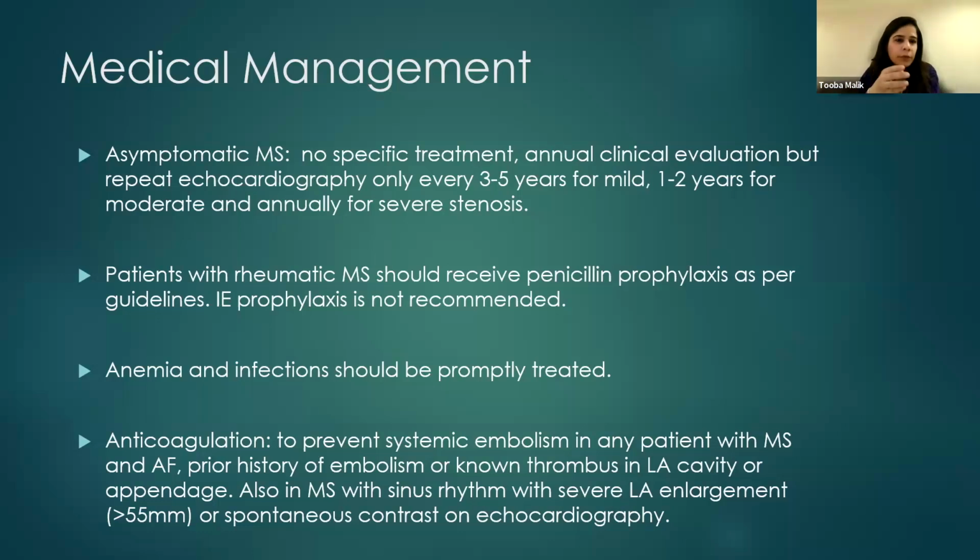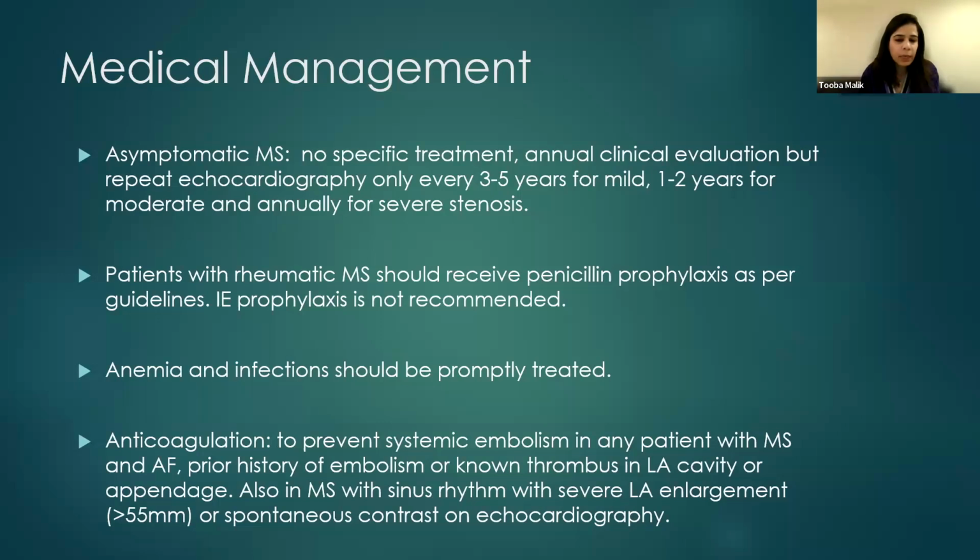Anemia and infections again should be treated promptly. It's no rocket science that if you have MS, you can become very unwell very quickly, because infections increase your oxygen demand. You can end up having dyspnea, chest pain, anemia, again, oxygen supply mismatch. So you need to treat those accordingly.